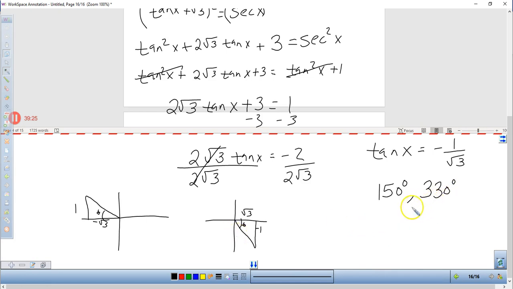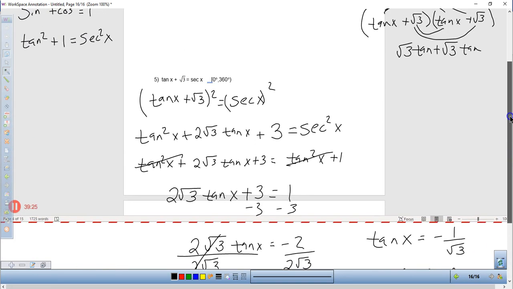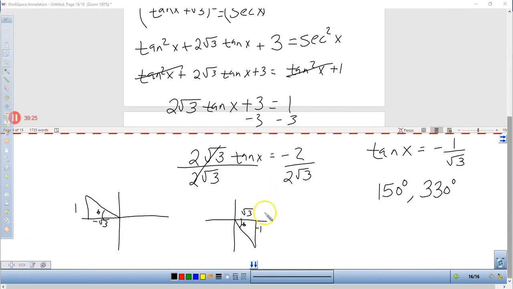Now, something gets said at the top of the page that I can't scroll up to right now: squaring them can make extraneous solutions, which means all you have to do is plug these into the original function and determine which one is real, which one is not, or if they're both real. In this case, to save us some time, this 150 degrees is what we would call extraneous. The 330, however, is a valid solution.